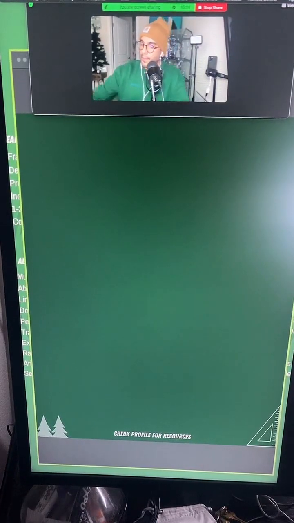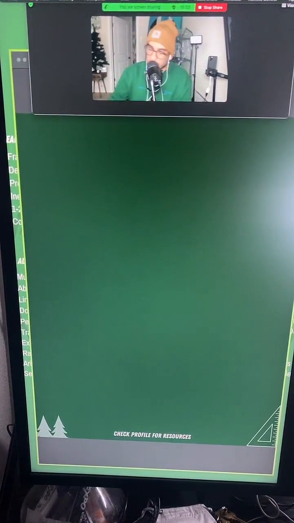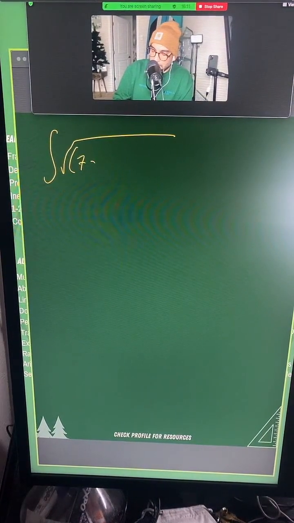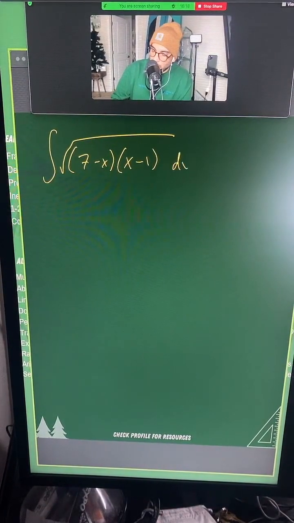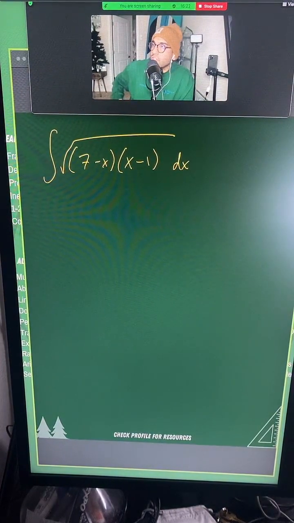Okay. All right. This is one that kind of confused me in the very beginning, but let's try it out. I have the integral of root 7 minus x times x minus 1 dx. Okay. Who can tell me in the chat what we should do? Any recommendations?